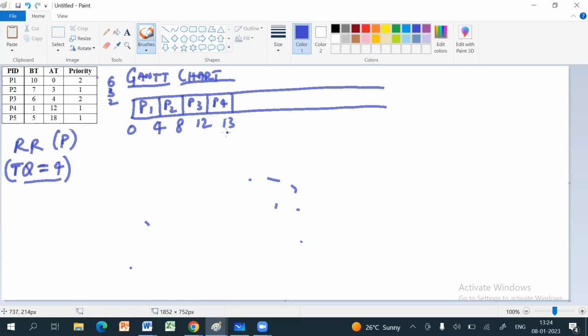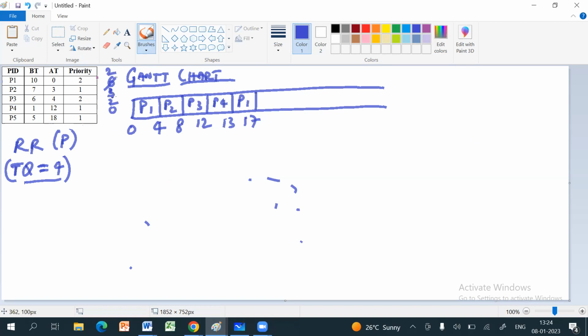So the current time is 13 now. P5 hasn't yet arrived, but I can't keep my system idle. And P4 has completed. So I will go back to P1, P2, P3 again, right? Because they have arrived earlier than this one. So again, I will start to execute P1. So P1, the remaining time is 6, but time quantum is only 4. So I will continue only till 17 and remaining time is 2 now.